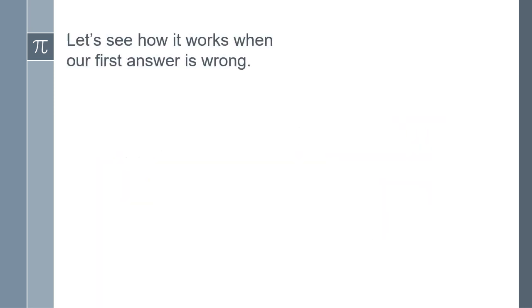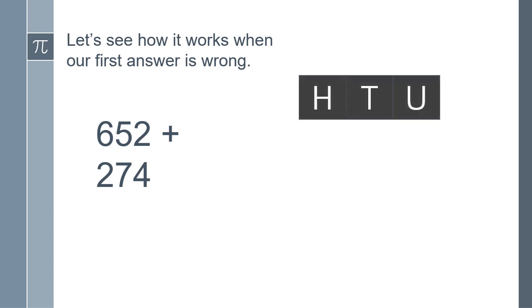Let's see how it works when our first answer is wrong. So we're going to do an example which we get wrong, and then we'll check it. So we're going to use this sum, 652 add 274. Again, let's set it out in columns. We'll go through it quite quickly.